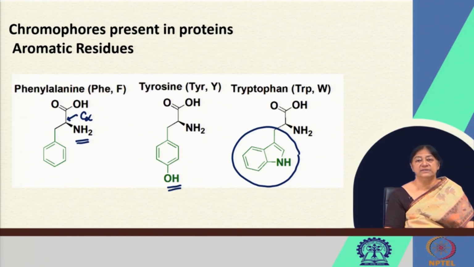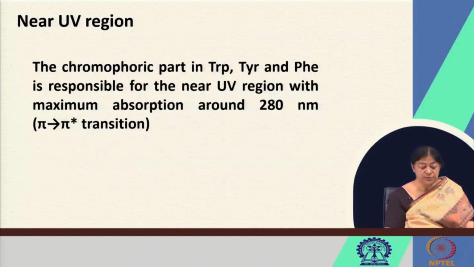These aromatic residues are the chromophoric moieties in proteins that bring about the spectroscopic characteristics to a large extent in proteins, making them useful for an understanding of their concentration, their presence and so on and so forth.